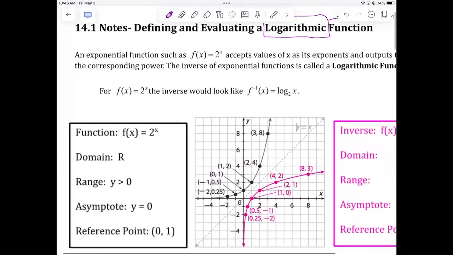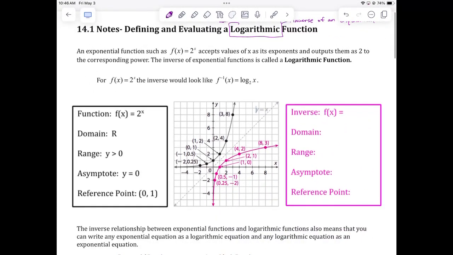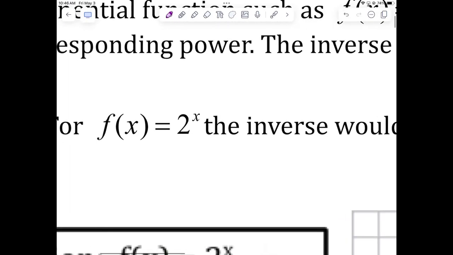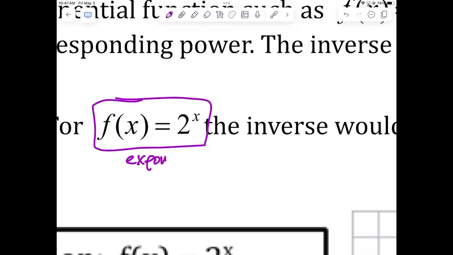So let's look at what the equation, first of all, of an inverse would look like. Let's say we have f of x equals 2 to the x. This is exponential, right? We know it's exponential because it has a variable as an exponent and it has a numeric base. Would this be exponential growth or decay? Growth, right? Times 2 times 2 times 2.